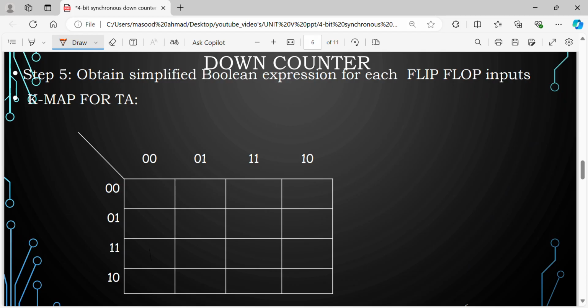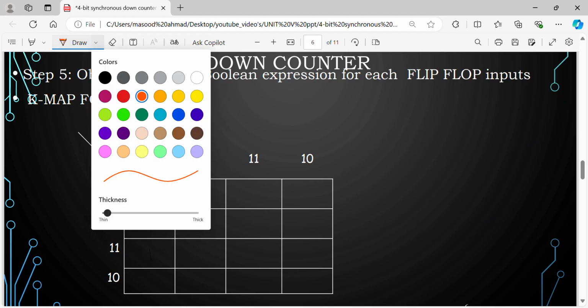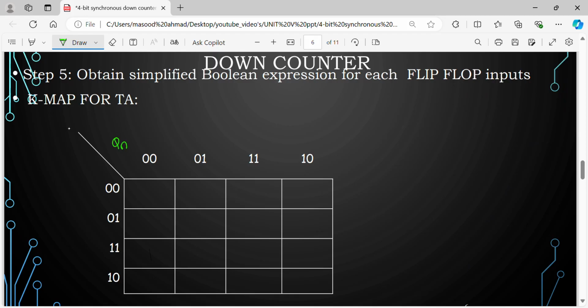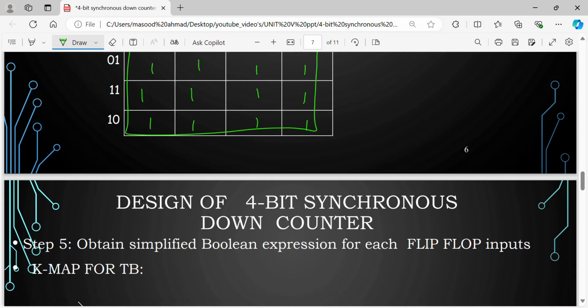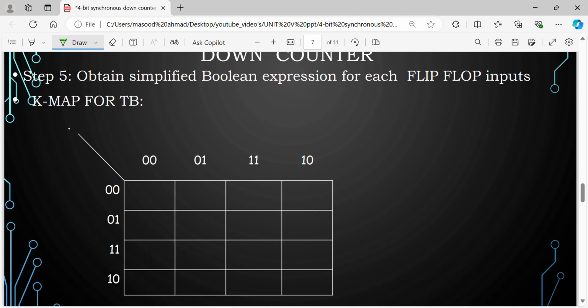So the TA part, let's say QA, QB, QC, QD, 1 1 1 1 1 1 1 1, 1 1 1 1 1 1 1 1, all are ones. When all are ones, TA is 1. Okay, next we are looking for TB. So this is QA, QB, QC, QD, right? So what I need to do is something like this. That is what exactly expressions I got.